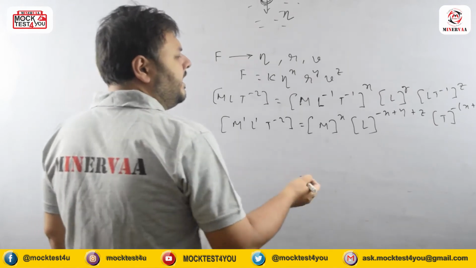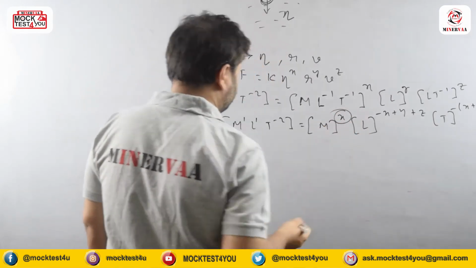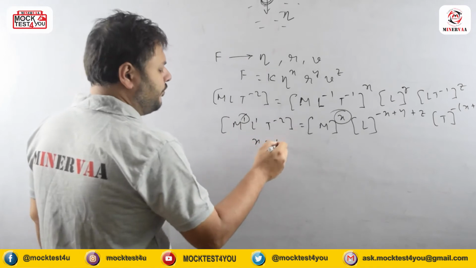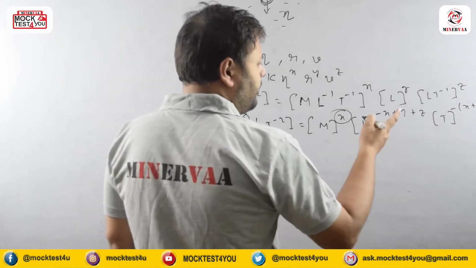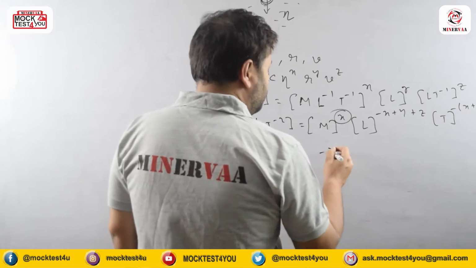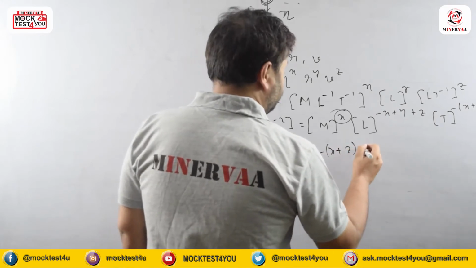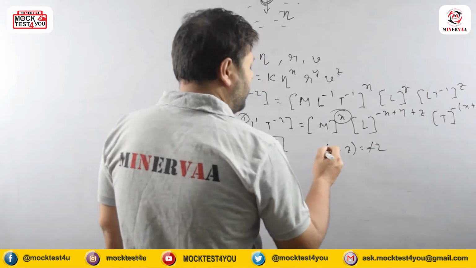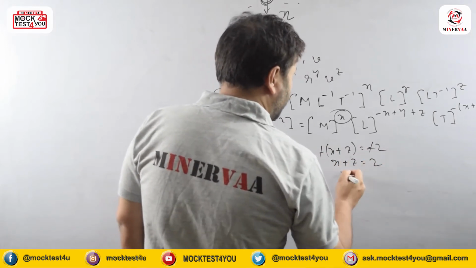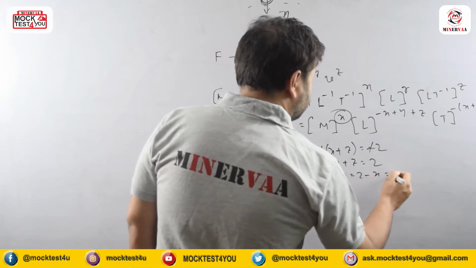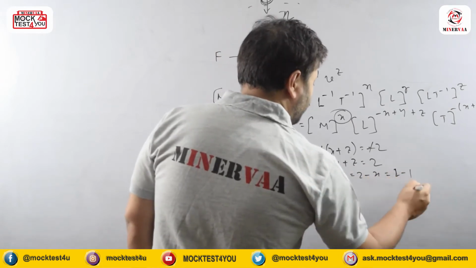So finally, if I compare now on both sides, x to the power x becomes 1. So this is our elementary equation. And now from the third one, minus of x plus z equals to minus 2. So minus minus goes. So here x plus z equals to 2 and z becomes 2 minus x, that is 1 again, because 2 minus 1.